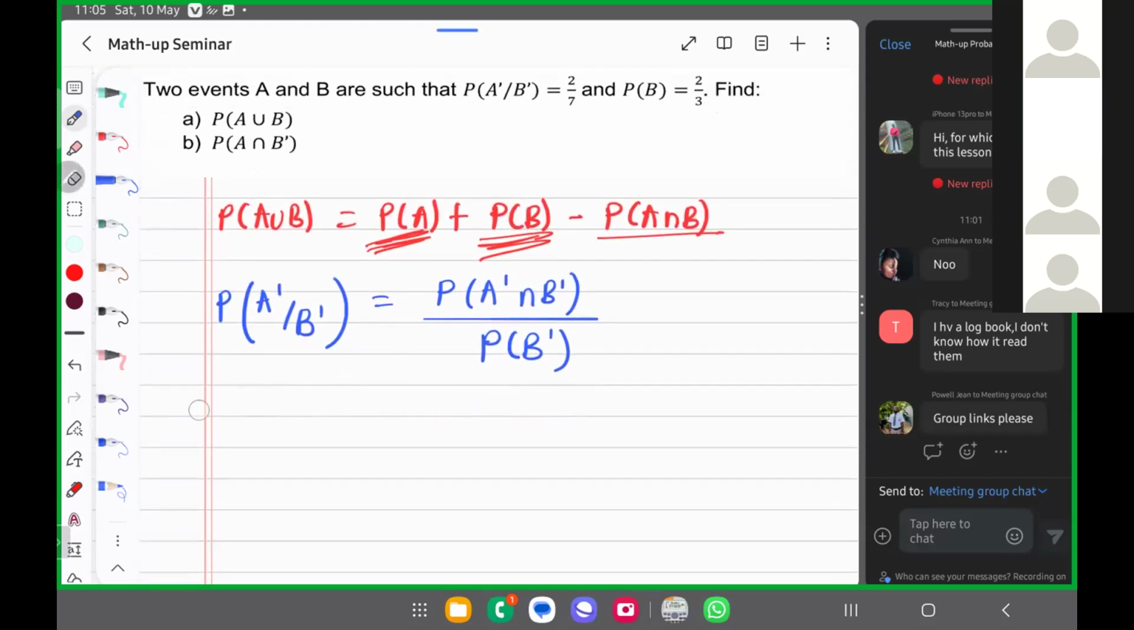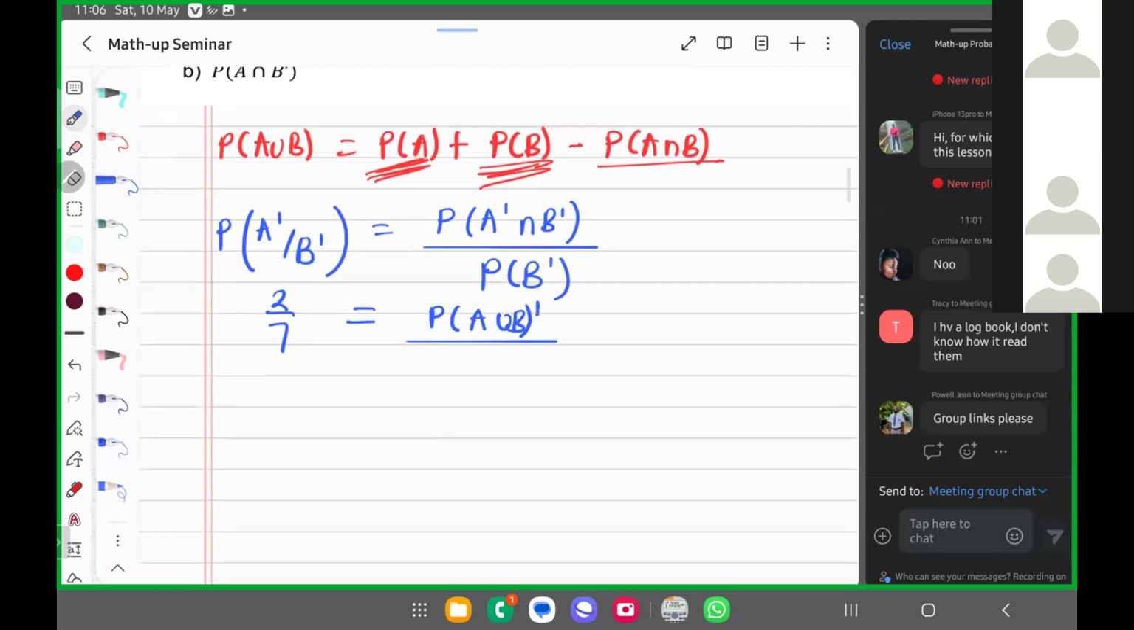Okay. So I've been told that the probability of A complement given B complement is 2 out of 7. So I can substitute and I'll have 2 out of 7 being equal to, I know that the probability of A complement intersection B complement, same as the probability of A union B, but complement. Then everything out of the probability of B complement.